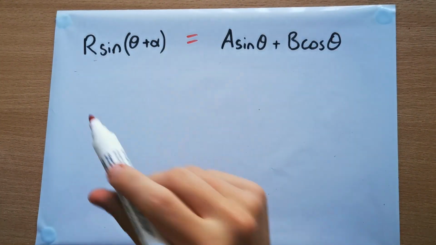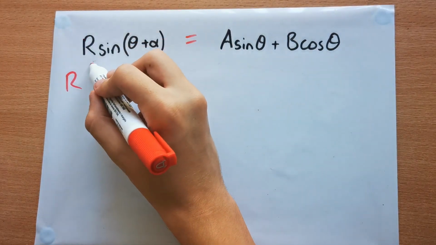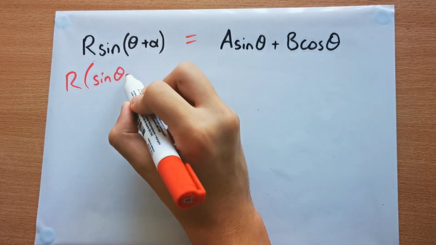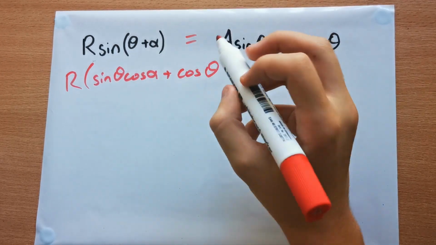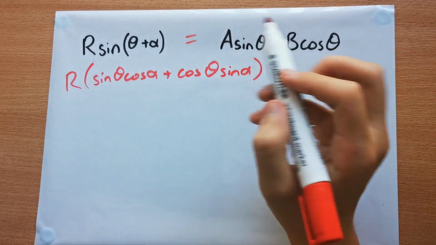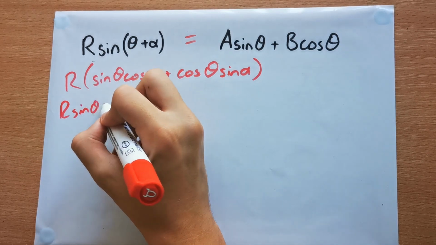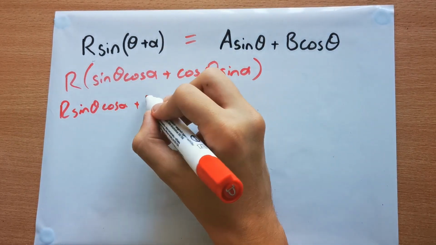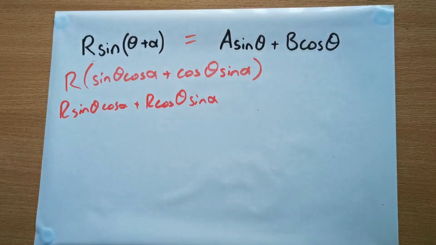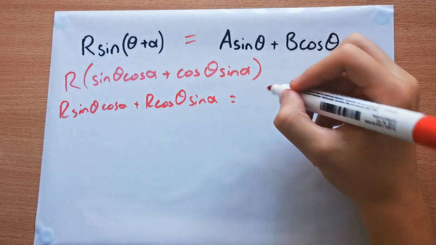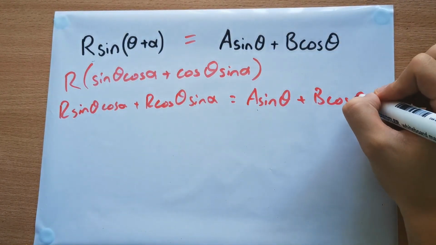So if we put them equal to each other, we can rewrite this just using the formulas from the last video. R multiplied by sine theta cos alpha plus cos theta sine alpha. That's all multiplied by r, so you can rewrite that as r sine theta cos alpha plus r cos theta sine alpha. Okay, and then this is equal to a sine theta plus b cos theta.